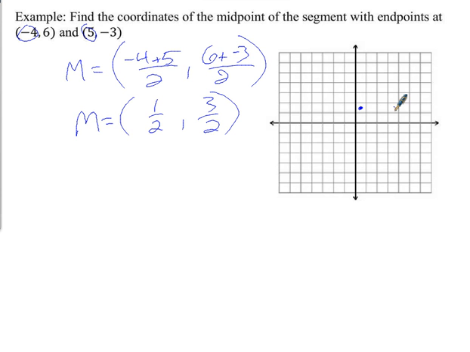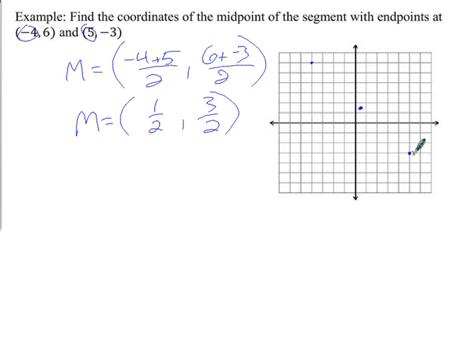All right, let's put the segment on there and see what happens. Negative 4, 6. So negative 4 is over here, and then 6 is all the way up here. Then 5, negative 3. 1, 2, 3, 4, 5, and then negative 3. So they do kind of look like they line up.